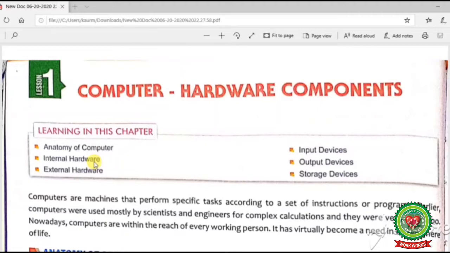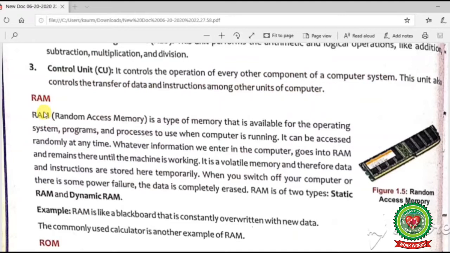Open your book at page number 6. Today we will continue lesson number 1, computer hardware components. In previous videos we have discussed the anatomy of the computer and some parts of internal hardware. Today we will discuss the rest of the parts of internal hardware, starting from RAM, on page numbers 8, 9 and 10.